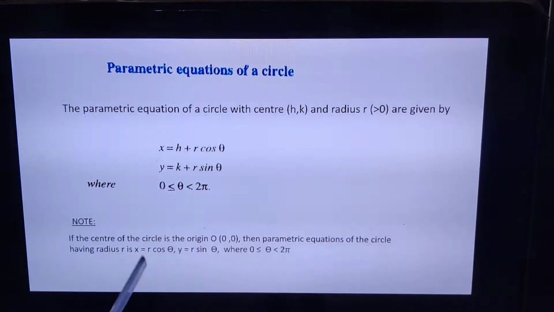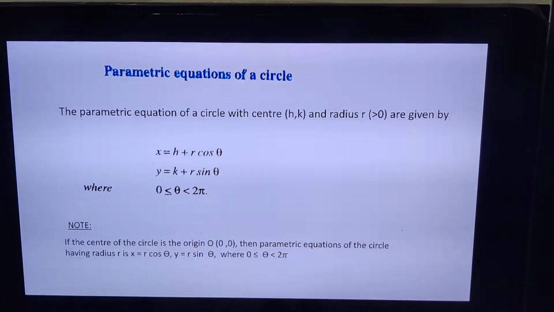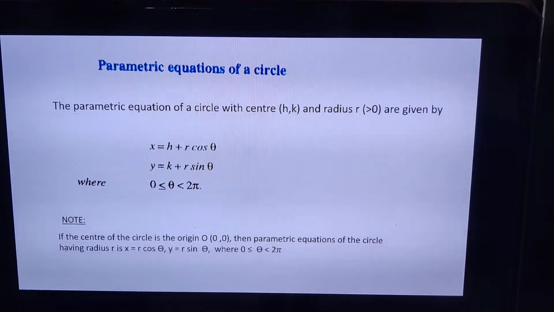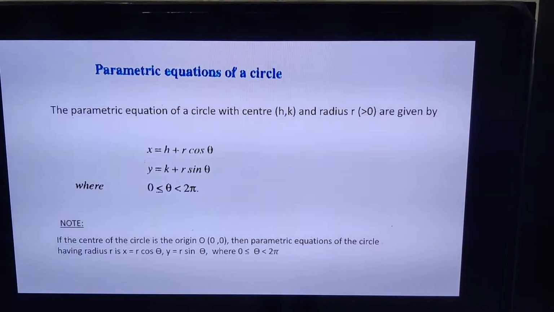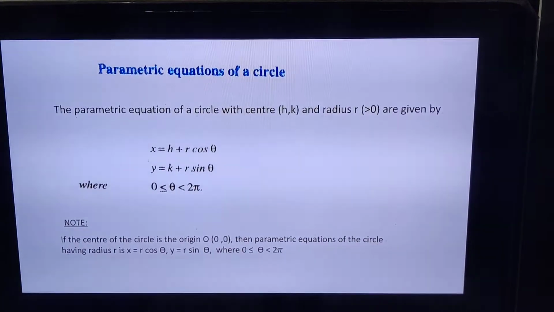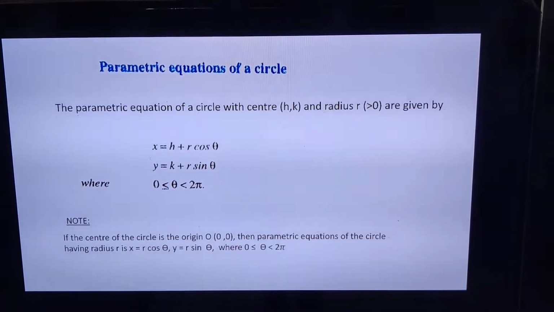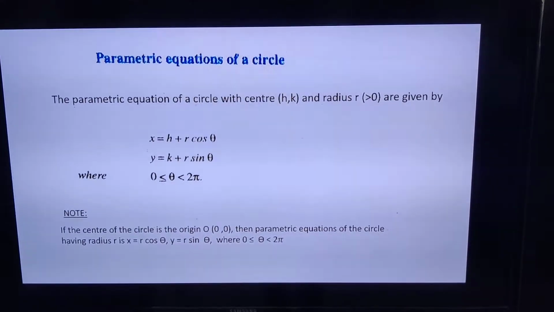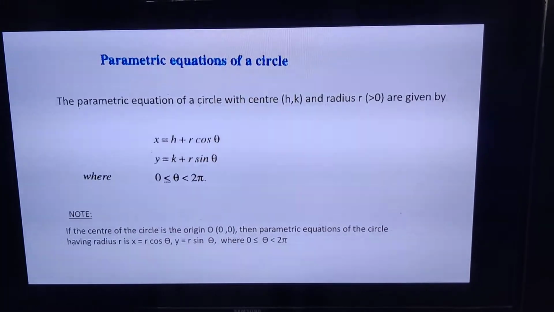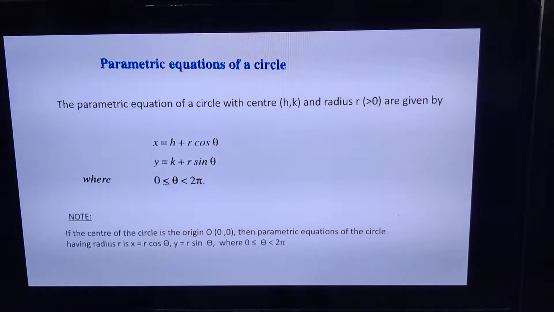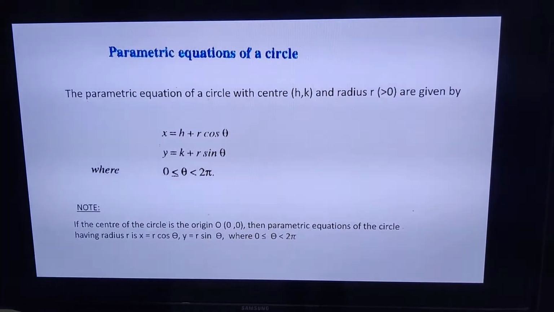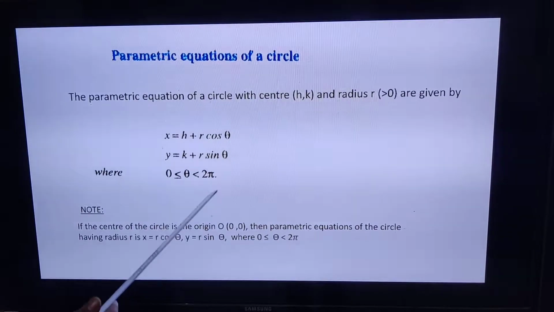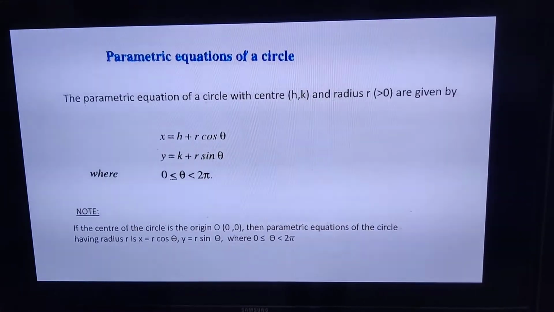Now we know the parametric equations of a circle. The parametric equations of a circle with center (h, k) and radius r, positive, greater than 0, are given by x is equal to h plus r cos theta, y is equal to k plus r sin theta, where 0 is less than or equal to theta less than 2 pi. If the center is (h, k) and radius r, we know these parametric equations.